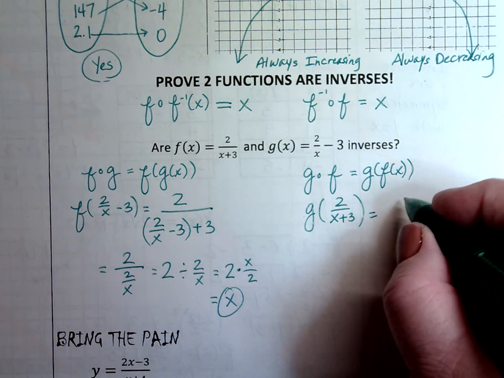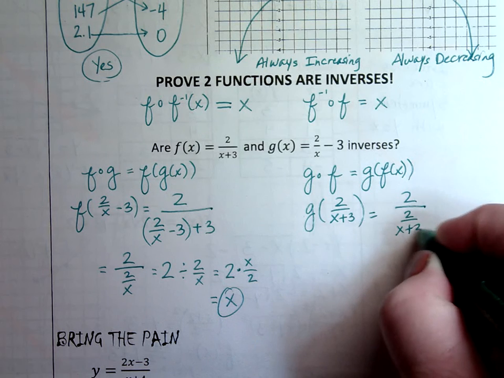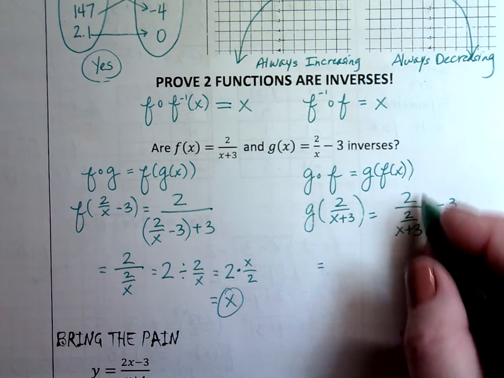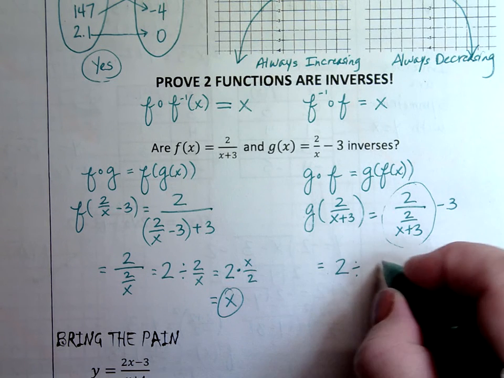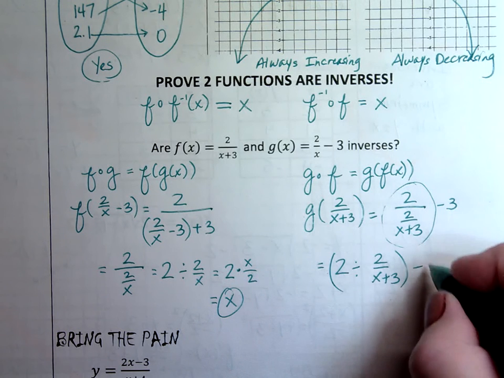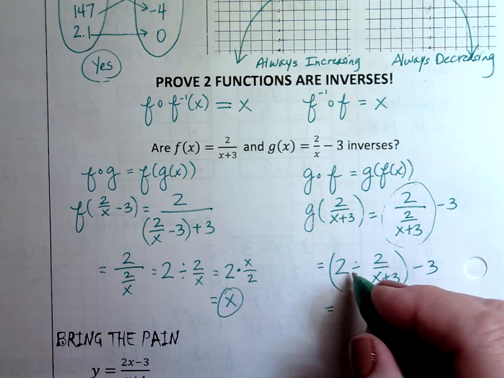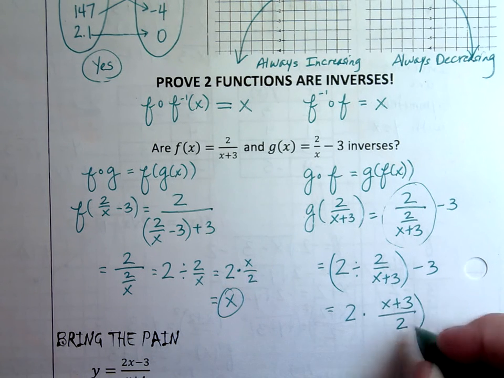I have 2 over x plus 3, and then I have still a minus 3 on the outside. This is confusing. It really gets crazy. But this piece here is like saying 2 divided by 2 over x plus 3. And then I still have this minus 3 on the outside. Keep, change, flip. 2 times x plus 3 over 2 minus 3.